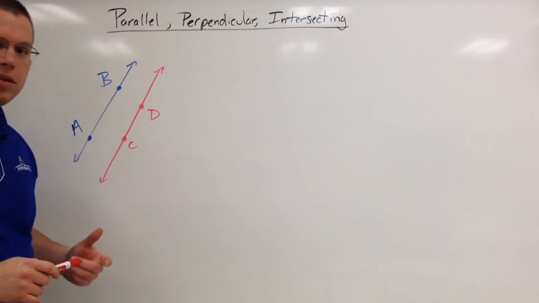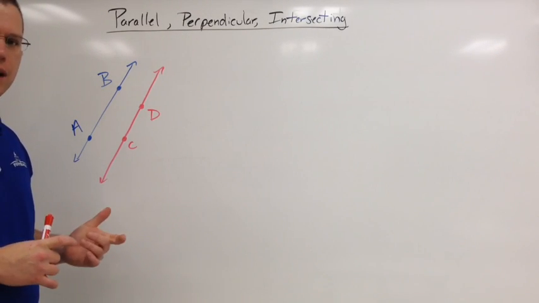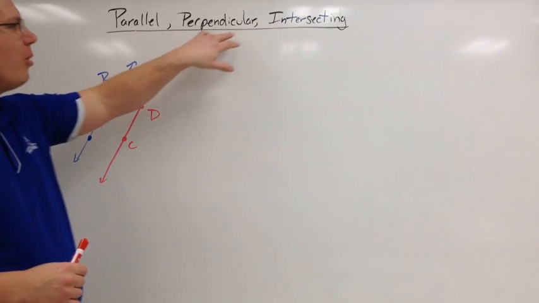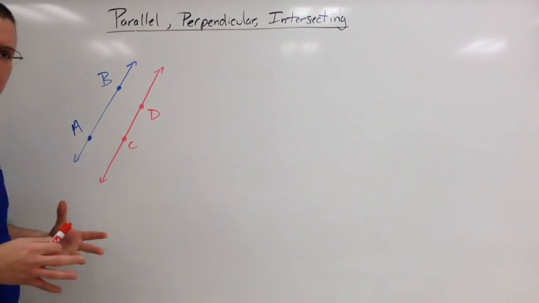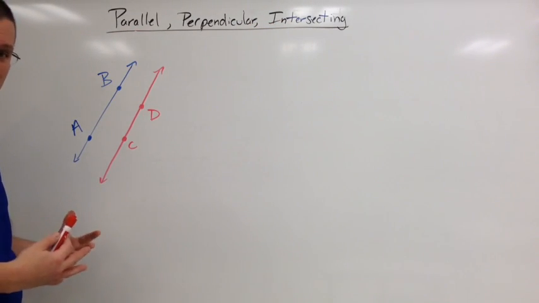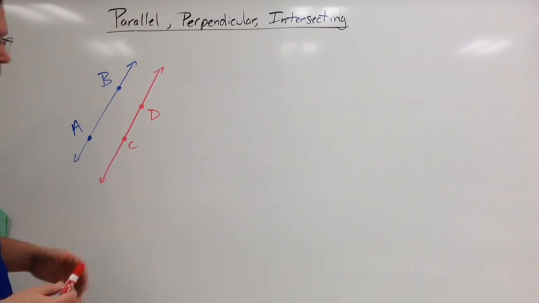In this lesson, we're going to take a look at three different pairs of lines, specifically parallel, perpendicular, intersecting. A lot of this should be familiar. I just want to review the naming of it, the identification, and how to write it.